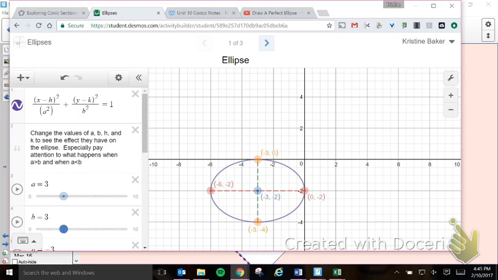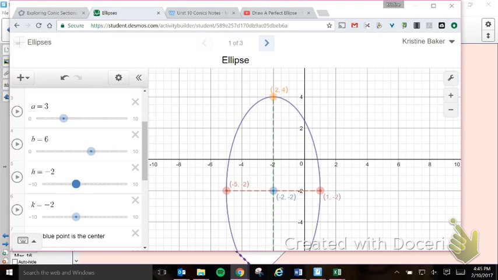As B gets bigger, now look what happens when B is greater than A. Now it's vertical. Now the major axis is green, and the vertices are the orange dots. So when B is bigger, again, think about B being the number below the Y in this case. So when the number under the Y is bigger, it's vertical. All right, and you can also see how that relates to those points.